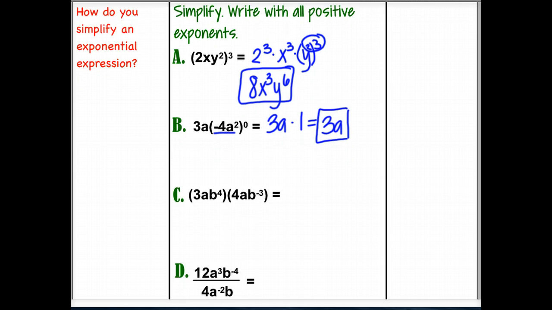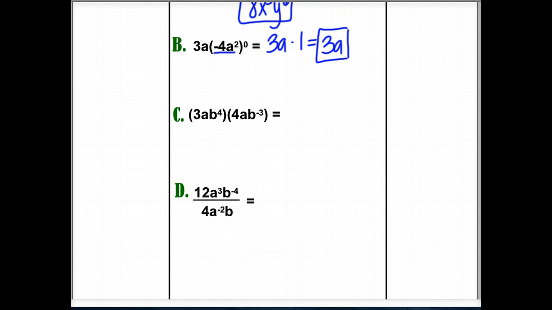Example C, I see that I have 3ab to the 4th times 4ab to the negative 3rd. This b is all that is negative exponent. It is not the whole 4ab. So that means we have 3ab to the 4th, and I'm going to separate this b, and I like to draw an arrow to know that I'm going to drop it down. So I have 4a still in the numerator, but that b to the negative third goes to the denominator and makes it a positive 3. I then can cancel this b to the third with 3 of these b's, leaving me with b.